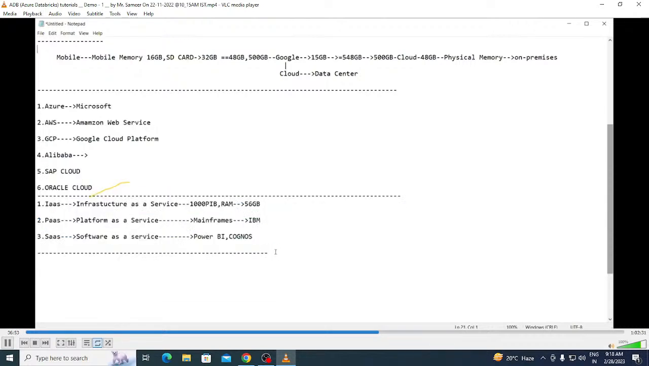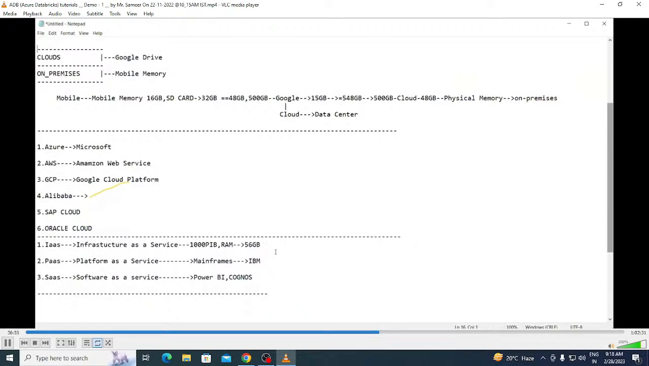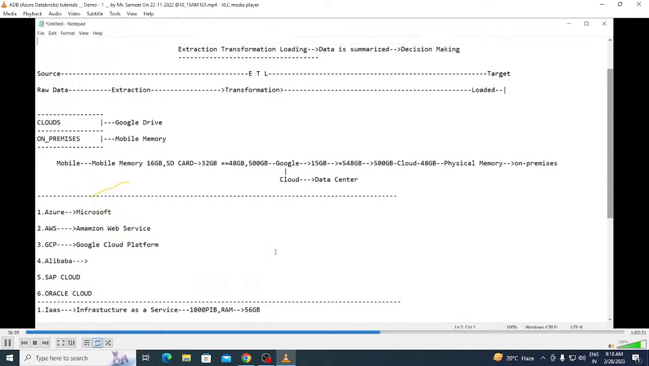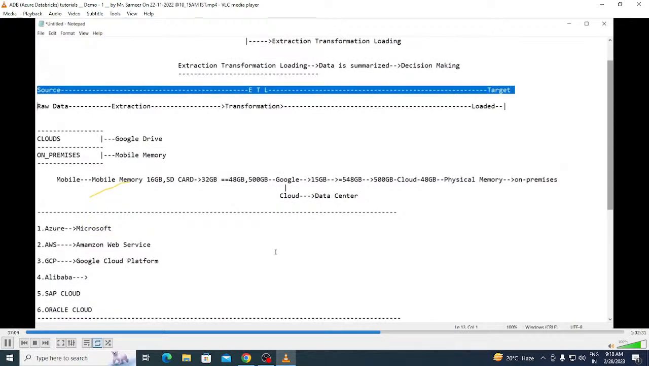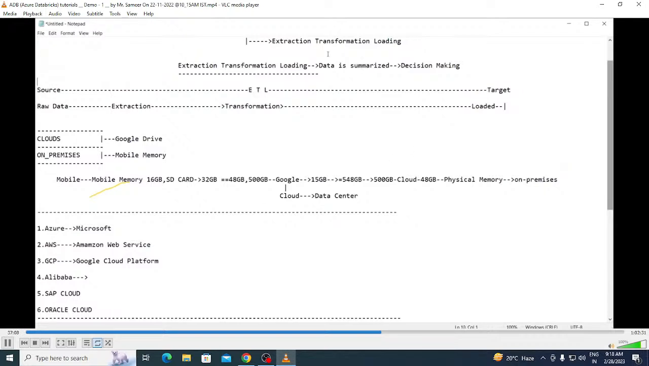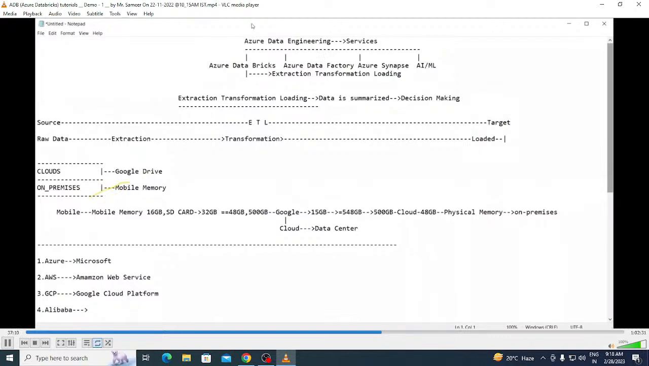Now, guys, the cloud is clear for me and on-premises is also clear for me. Everything is clear. But my question is that source, target, and this thing is done. Already, this is also extraction, transformation, loading done. But my question is, what is exactly the use of ADB, that is called Azure Databricks? What does it do? We have to understand this.